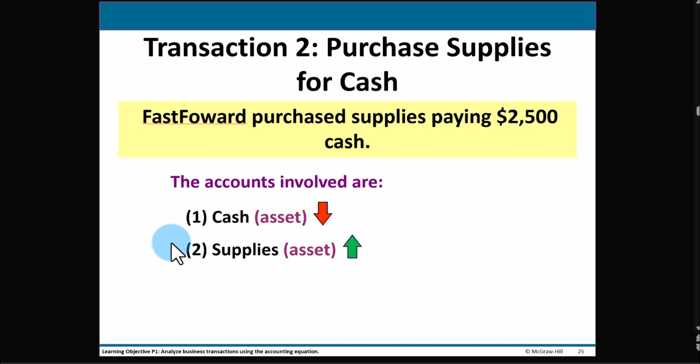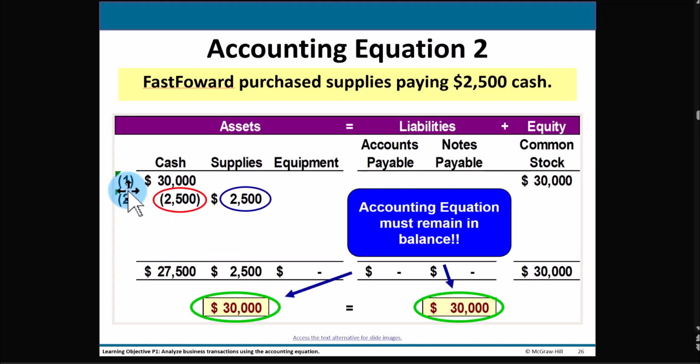But let's plug that into our accounting equation. This line one, it was the previous balance. So here in line two, now spending money, 2,500 minus. So now the leftover balance here at the bottom is now 27,500 in cash. Supplies were zero, but now supply balance is 2,500. If you add up both assets, here's the total assets after the two transactions. And it should equal the same 30,000 we had from the previous transaction. Again, zero liability balances plus 30,000 common stock or equity balance.